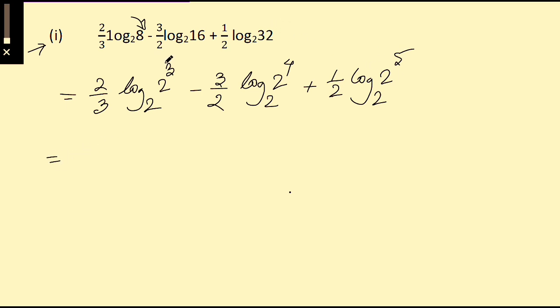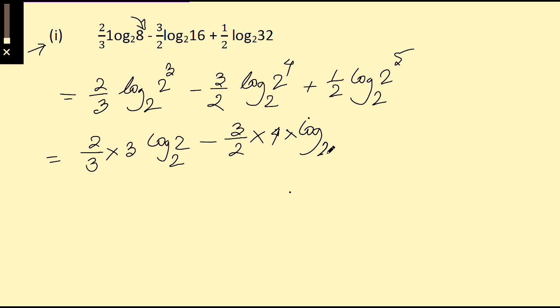So here we have 2 over 3, and if we take this power as a coefficient of log, then it will become 2 over 3 times 3 times log 2 to the base of 2, minus 3 over 2 times 4 log 2 to the base of 2, plus 1 over 2 times 5 log 2 to the base of 5, because this 5 will come as a coefficient of log.